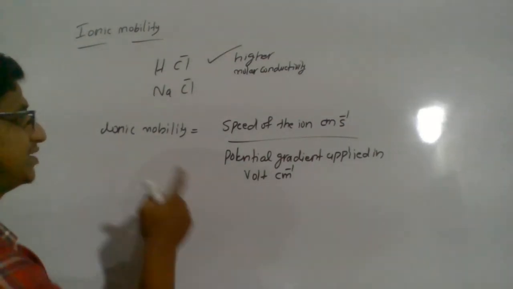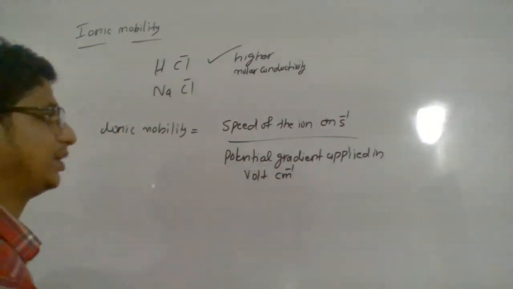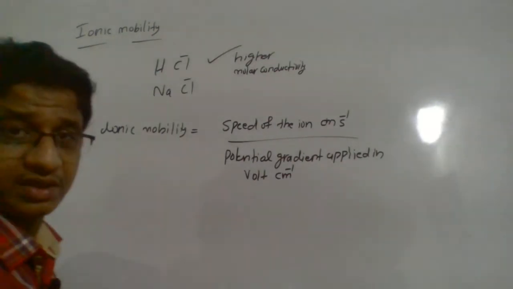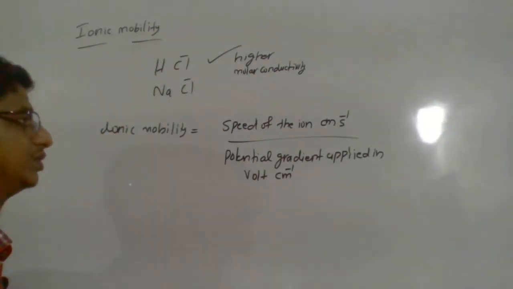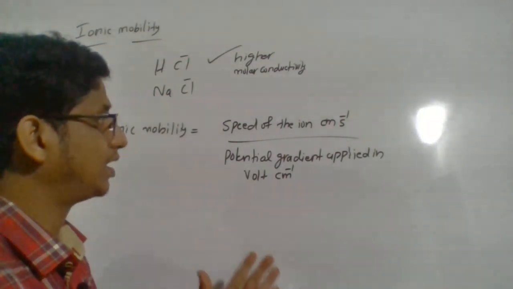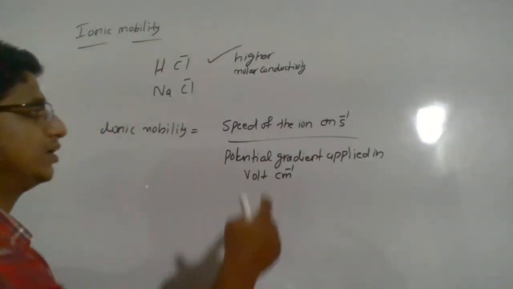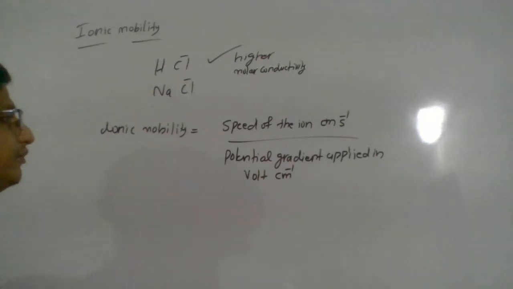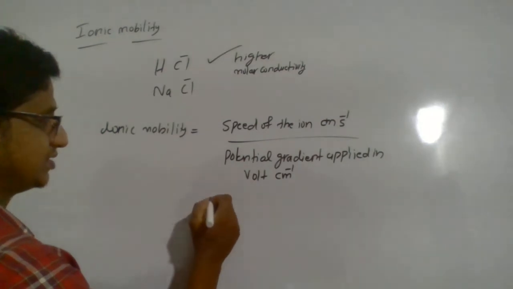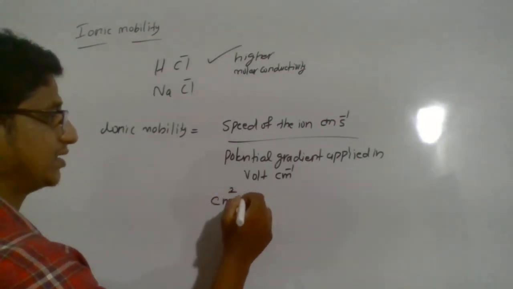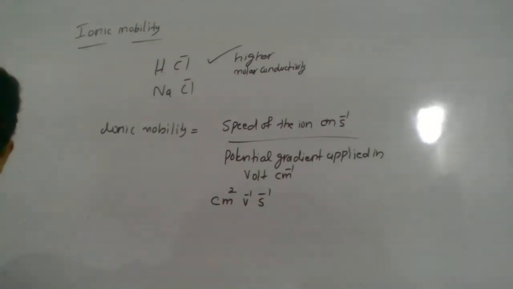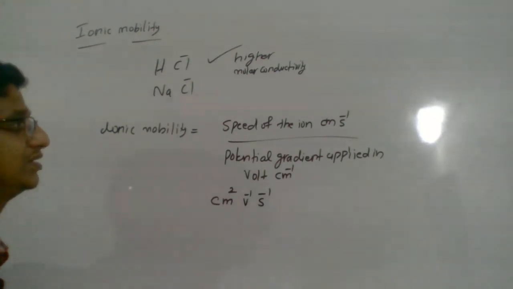So now here we express the ionic mobility in terms of centimeter, that means distance traveled. Speed of the ion divided by the potential gradient applied in volt per centimeter will give you the ionic mobility. So imagine a potential gradient is applied and we measure the speed of the ion. We also know the time. So taking the ratio will give you the ionic mobility. The unit we express here is centimeter square volt inverse second inverse, when you express it in terms of centimeter.